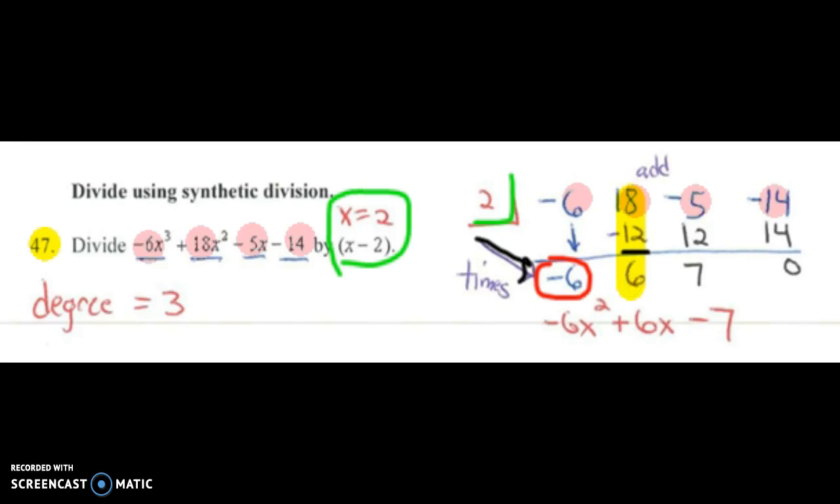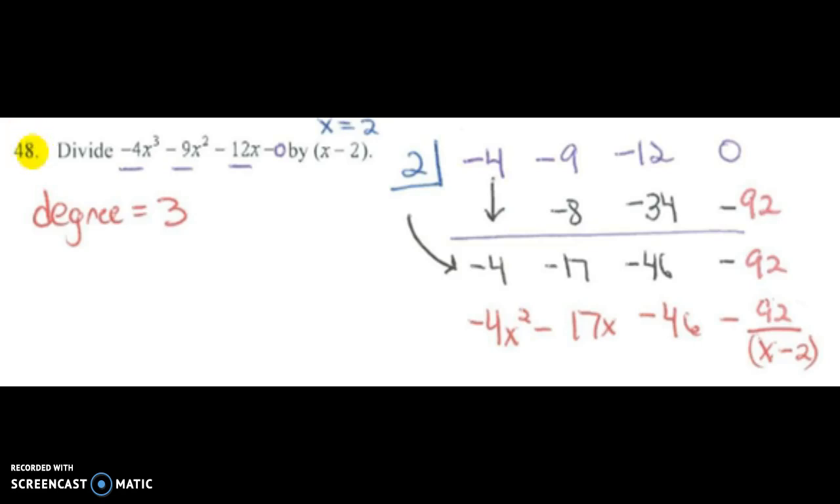And I'm going to continue the process over again. So I'm going to go negative 2 times 6. That's how I got that 12. And I'm going to add them. I continue the process, and I get 0 for a remainder. I start out with x cubed. I've come down 1 power. So now I have x squared. So I'm going to use these coefficients. So negative 6 is here, 6 is here, 7 is here.